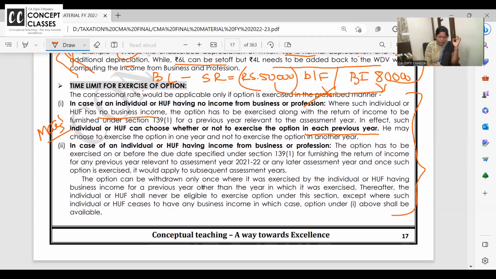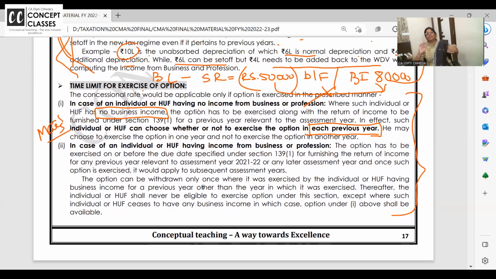I want you to highlight this, put it in a box: no business income. Each year you make a choice. Old, new, new, old, old, old, whatever. In case an individual and HUF has business income, while furnishing the return for any year relevant to assessment year 2021-22, because that's the year when this scheme started, once such option is exercised, it would continue.